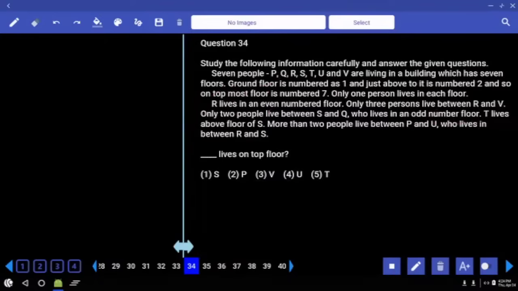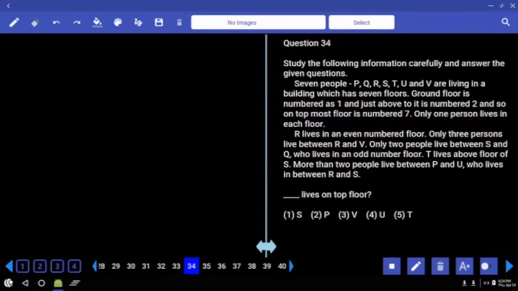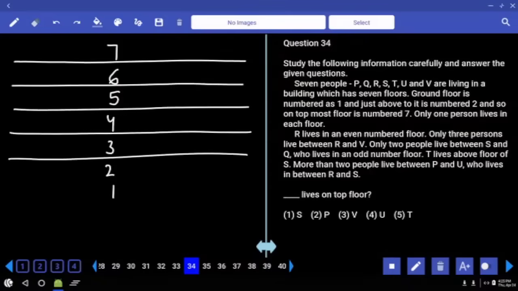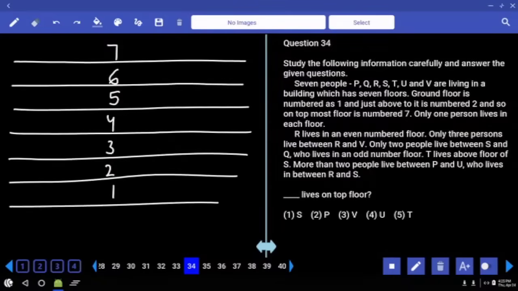Now 7 people are living in a building, on 7 different floors: 7, 6, 5, 4, 3, 2 and 1. Coming to condition number 1. R lives on an even number floor and 3 between R and V. R can be on 6, 4 or 2. Then there are 3 different possibilities.